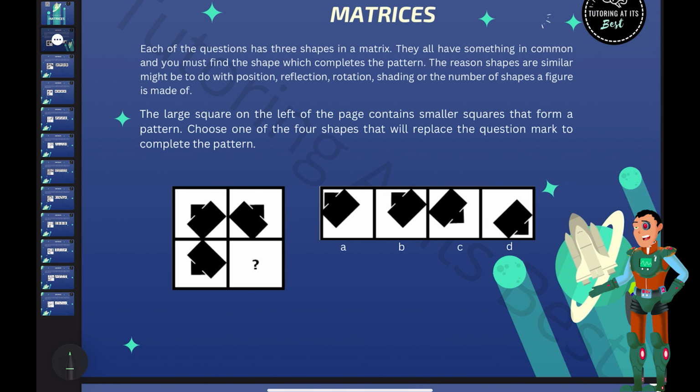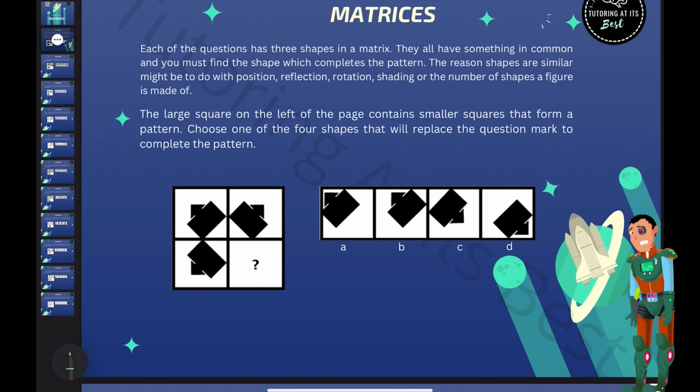So let's take a look at this example here. The large square on the left of the page contains smaller squares that form a pattern. So we now have to choose one of the 4 shapes that will replace the question mark to complete the pattern. What could it possibly be?